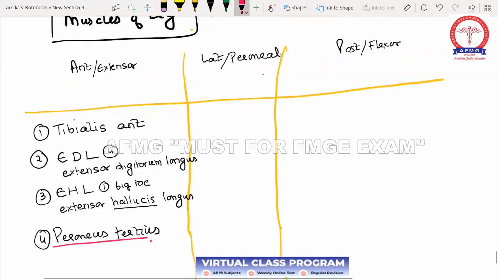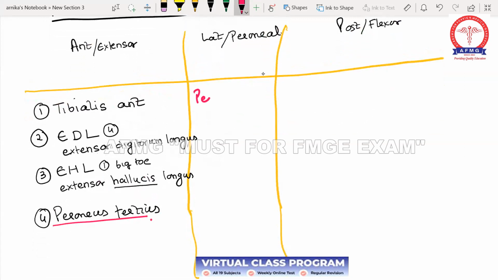In the lateral or peroneal compartment, you have 2 muscles, peroneus longus and peroneus brevis. Now, very important: in the peroneal compartment you have 2 peroneal muscles, but the third peroneal muscle, peroneus tertius, is not in the lateral compartment. This is a very important MCQ.